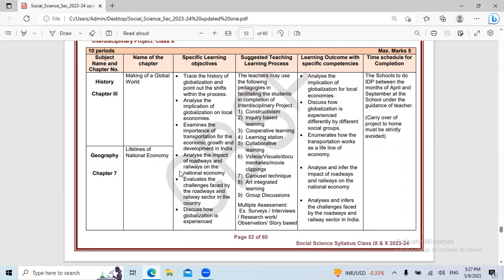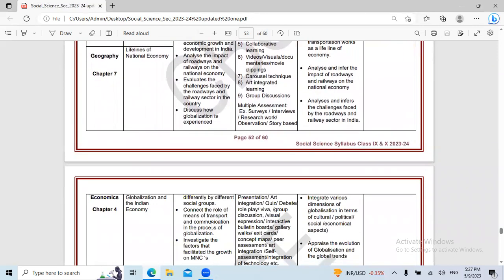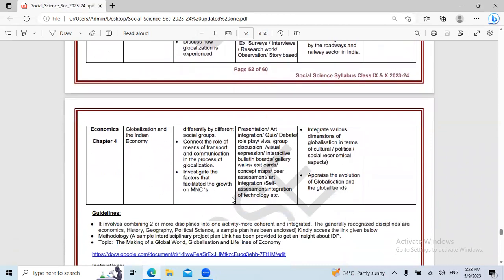Then, Lifelines of the National Economy: analyze the impact of roadways and railways on the national economy, evaluate the challenges faced by the roadways and railway sector in the country, and discuss how globalization is experienced differently by different social groups. Next, Economics, Chapter 4, is also part of the interdisciplinary project, Globalization and the Indian Economy. In this, connect the role of the means of transport and communication in the process of globalization, and investigate the factors that facilitated the growth of MNCs.